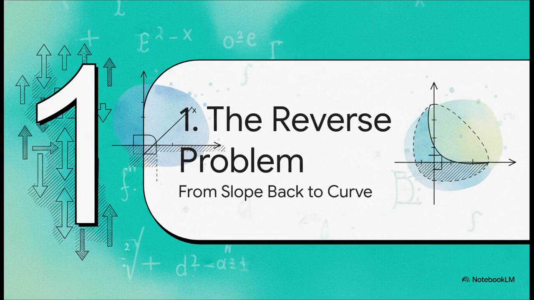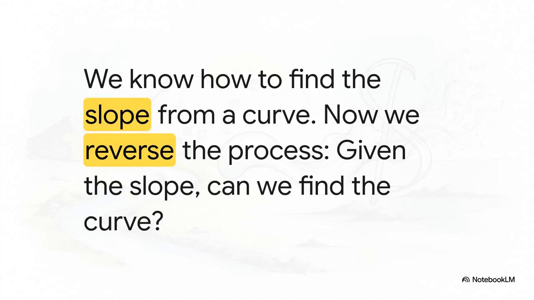Okay, let's kick things off with section 1, the reverse problem. So you've probably spent a lot of time learning how to find a slope from a curve. Now, we're just going to flip that completely on its head. You're used to this: start with something like x squared, find its derivative, boom, 2x. Easy enough. But what if we do the opposite? What if we start with the slope, 2x, and ask ourselves, where in the world did this come from? That's the game we're playing today.